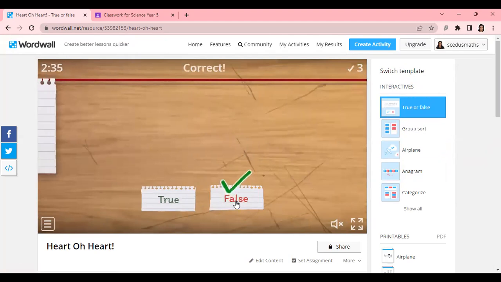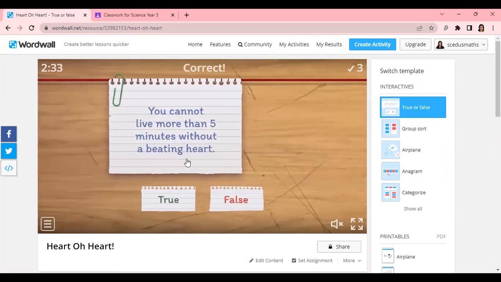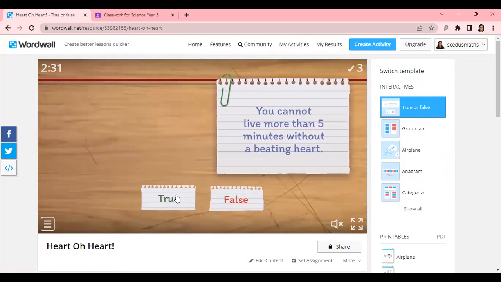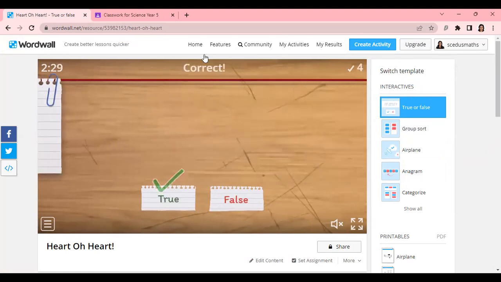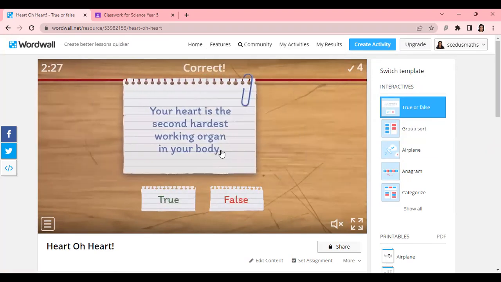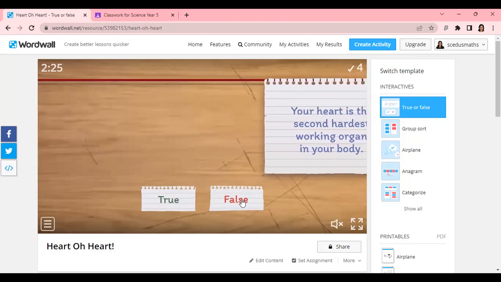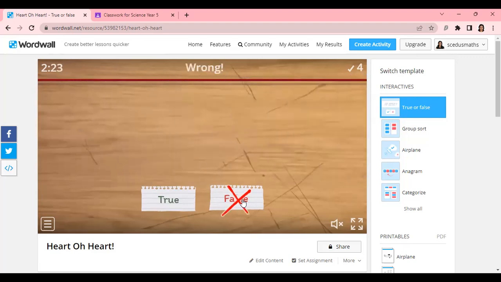Laughter has an effect on your heart. You cannot live more than 5 minutes. True, true, true, true. Your heart is the second hardest working organ. False. It's the most. True lah.